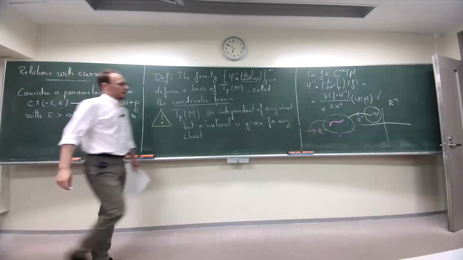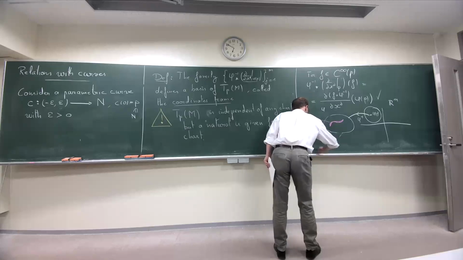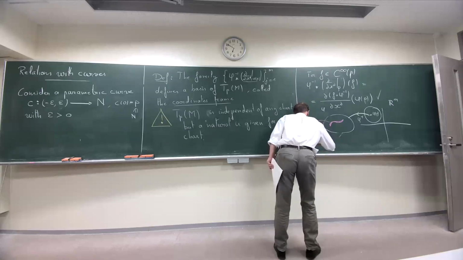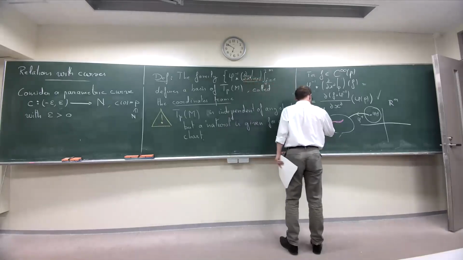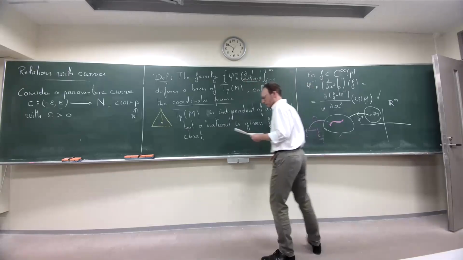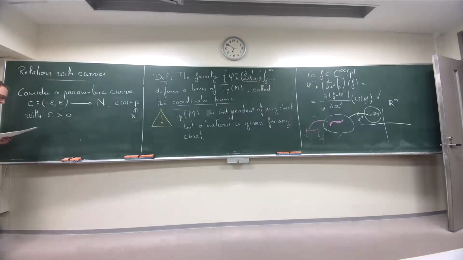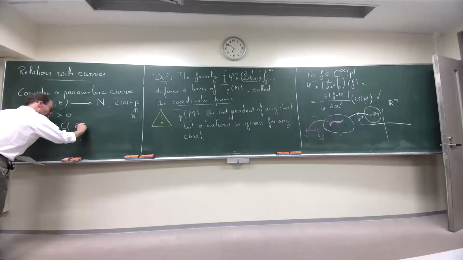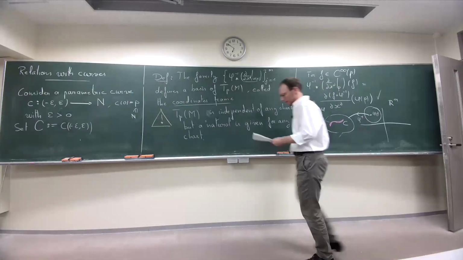But if you think about it, this is already a map between two manifolds, because this interval minus epsilon to epsilon is a manifold, and this parametric curve is a map from a manifold to a manifold. So I can use what we have seen on maps between manifolds. Now I'm going to set capital C for c of minus epsilon to epsilon. So what is this capital C? It's just this figure. This is capital C.